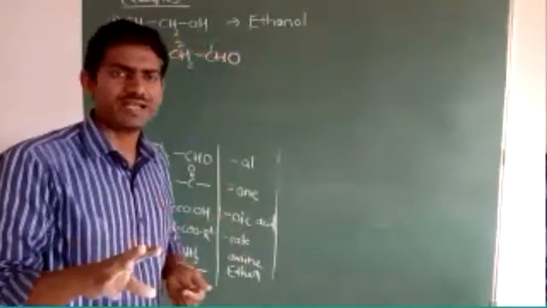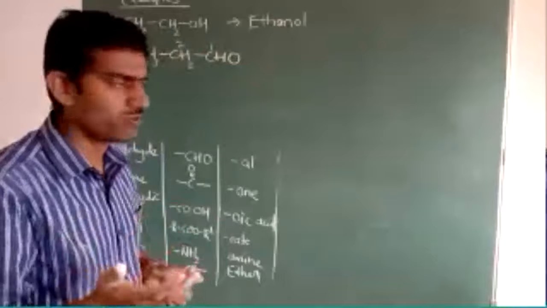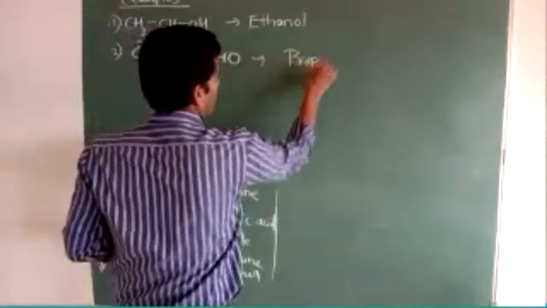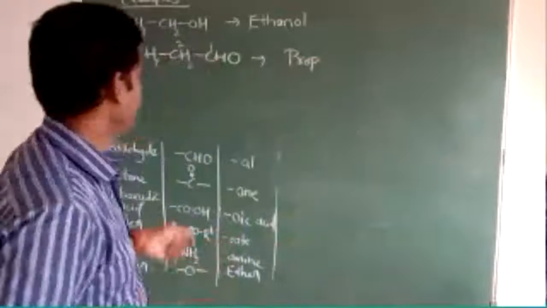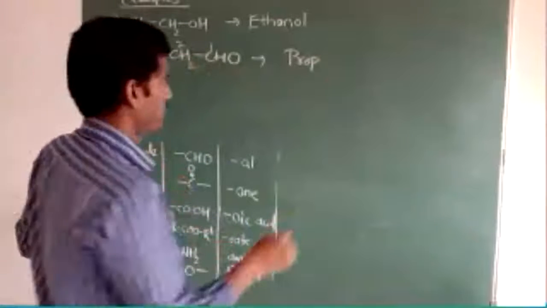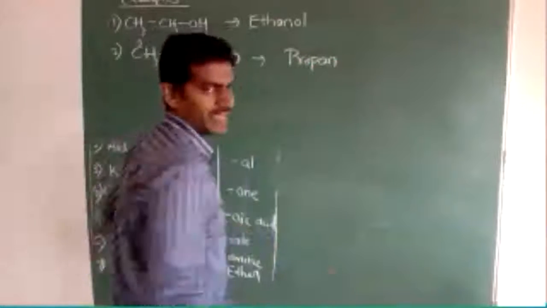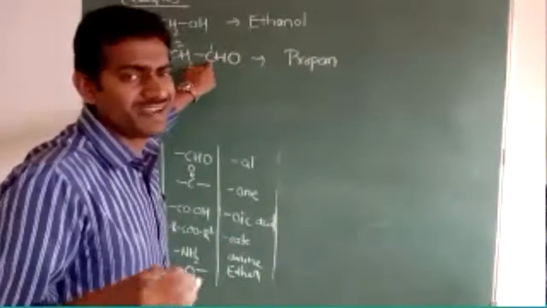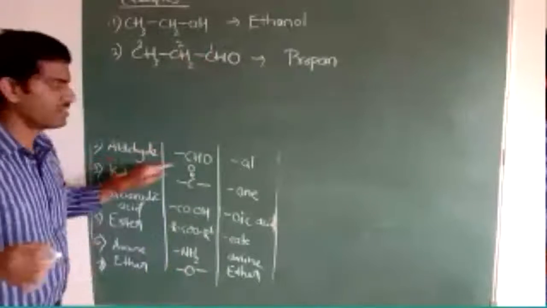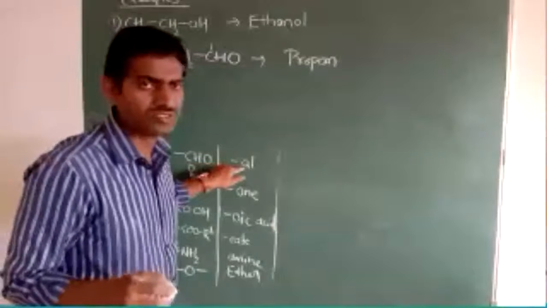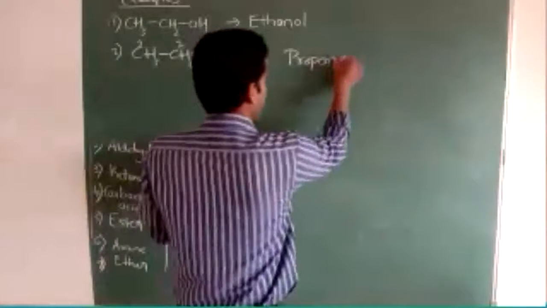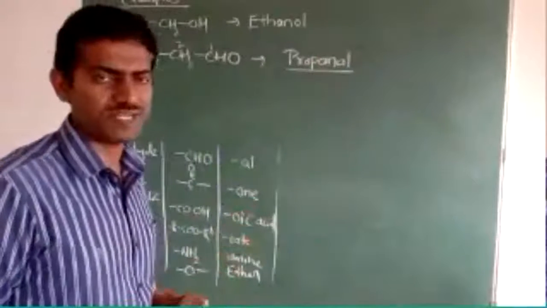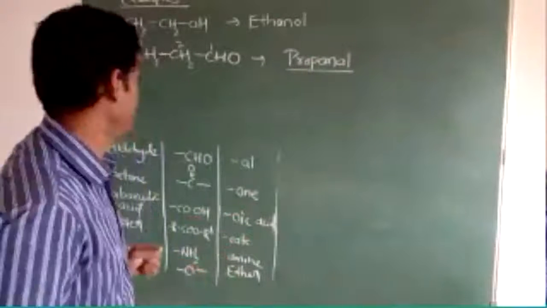So if you are having 3 carbon atoms, what is the root word? That is prop. All are single bond, so an. And at the first carbon we are having the aldehyde, that is CHO. What is the secondary suffix we are going to use? Al. So, propanal. What is the name of that compound? Propanal.